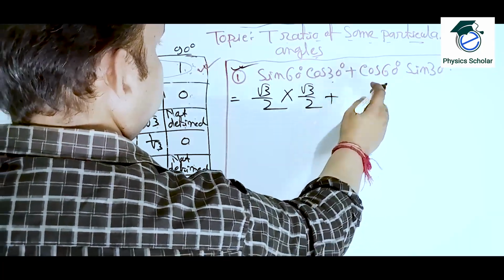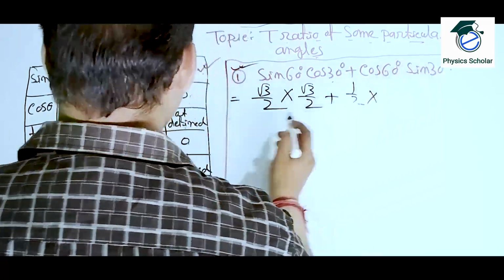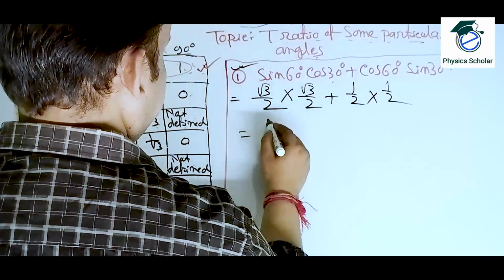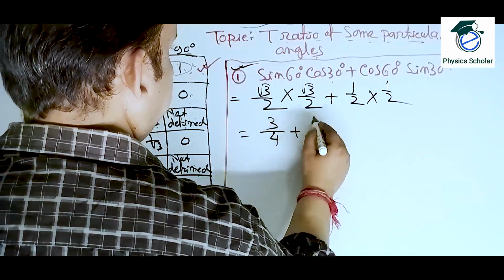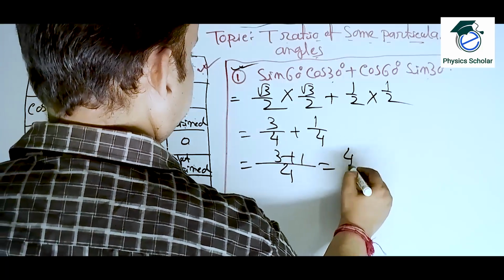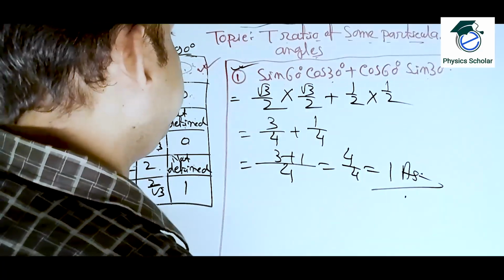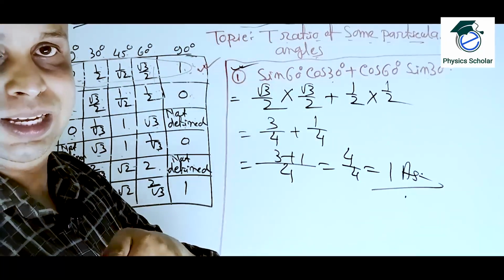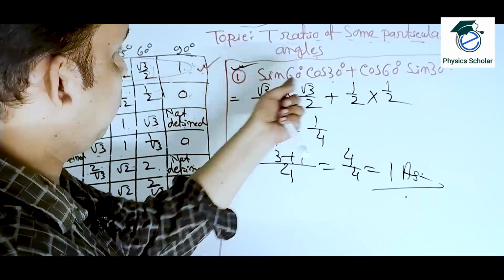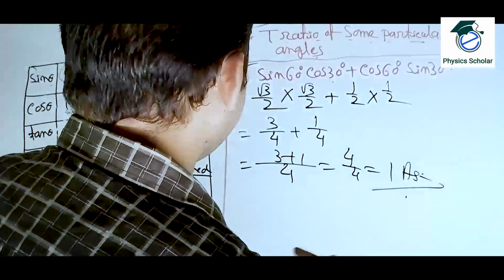Plus cos 60 degree. What is the value of cos 60 degree? Half, into sin 30. What is the value of sin 30? Also half. Clear? So now simple calculation: 3 by 4 plus 1 by 4. 4 will be the LCM. 3 plus 1 is equal to 4 by 4, which is equal to 1. So this will be your answer. So very easy, we are only putting the values. Can any sum easier than this be possible? No. If we know the values, it is very easy, just like water. So now let us move to the next sum.